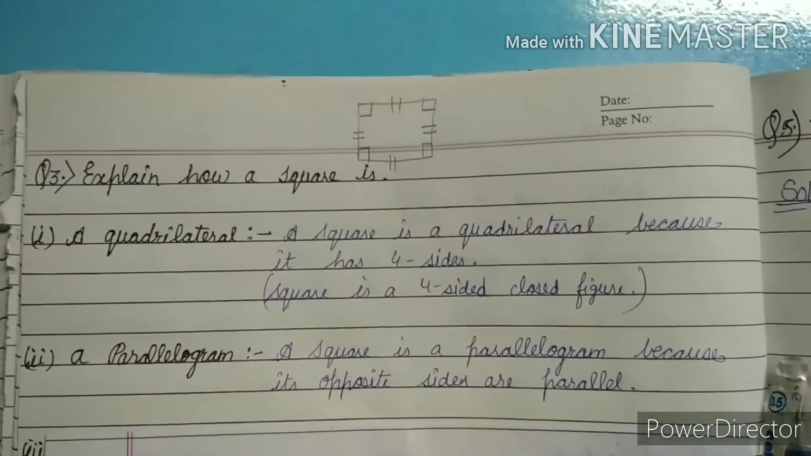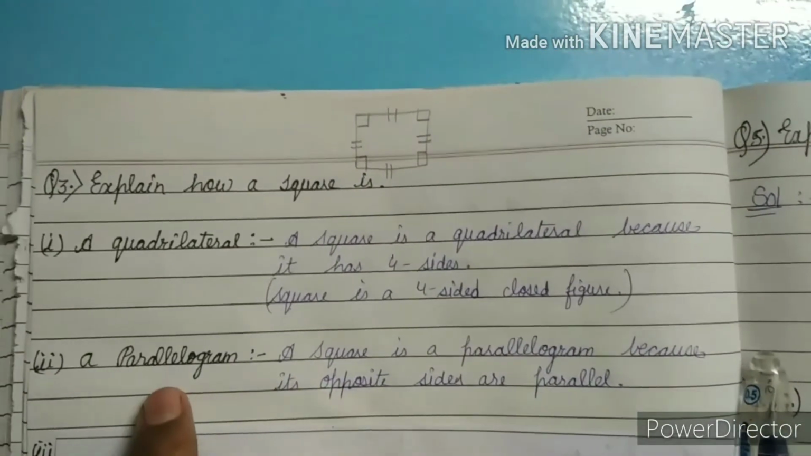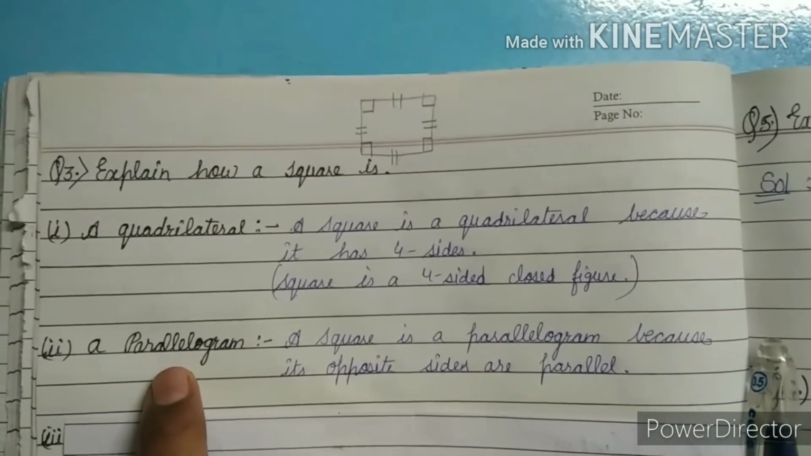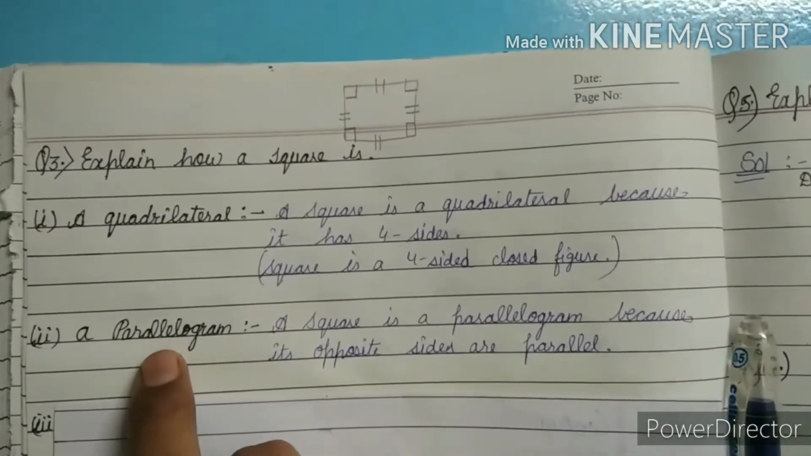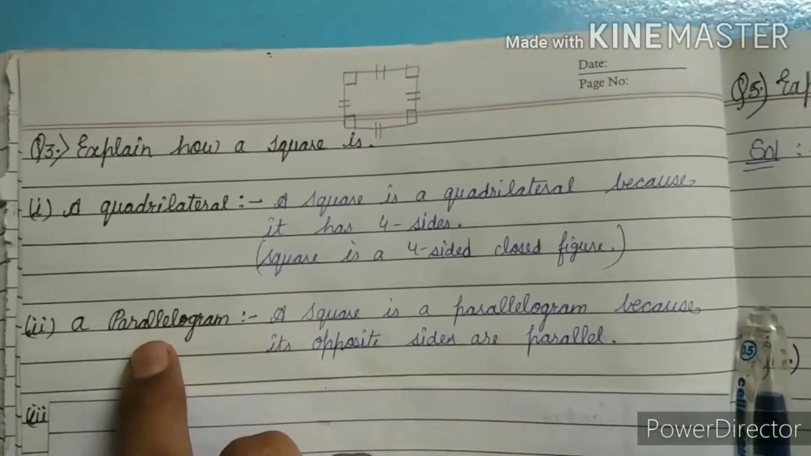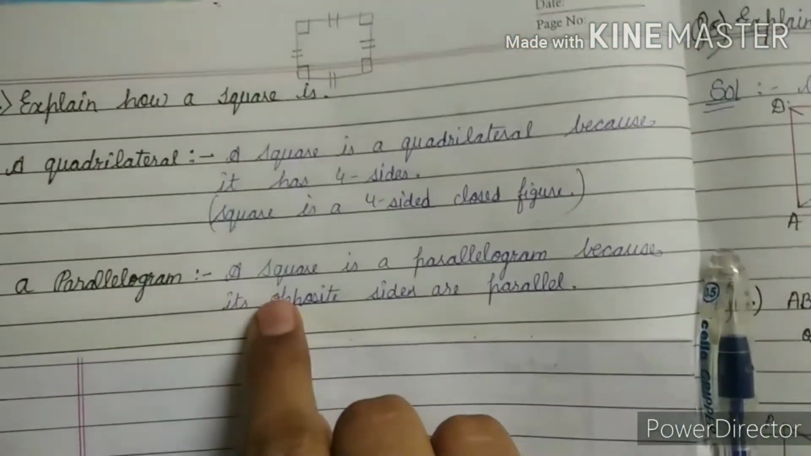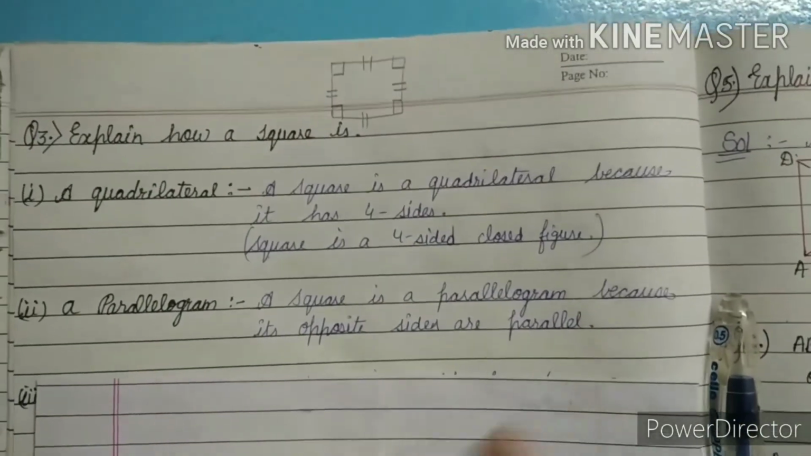Now the second is a parallelogram. A parallelogram must have opposite sides parallel. Does a square have this kind of property? Yes, a square has it. A square is a parallelogram because its opposite sides are parallel.